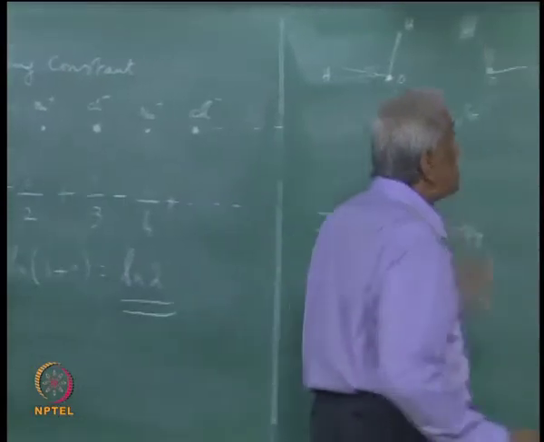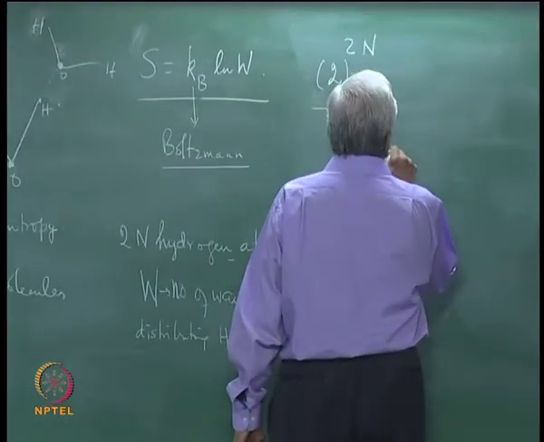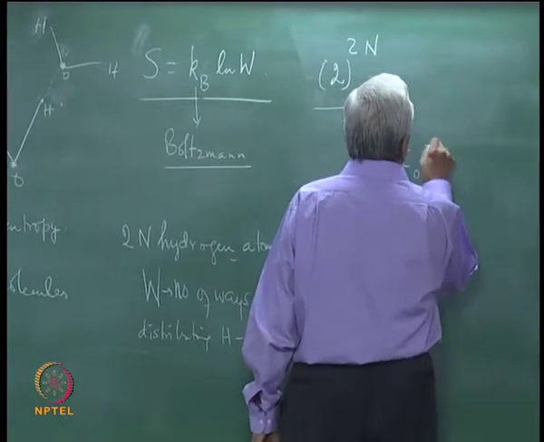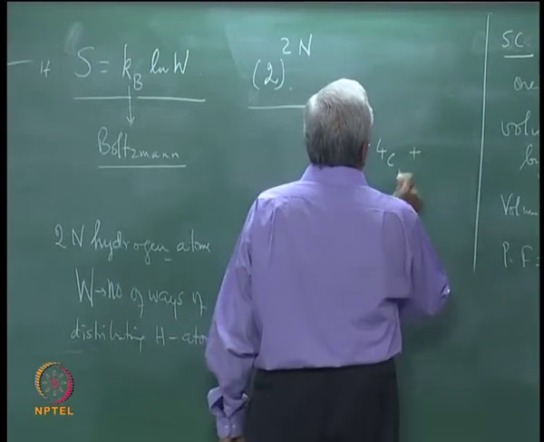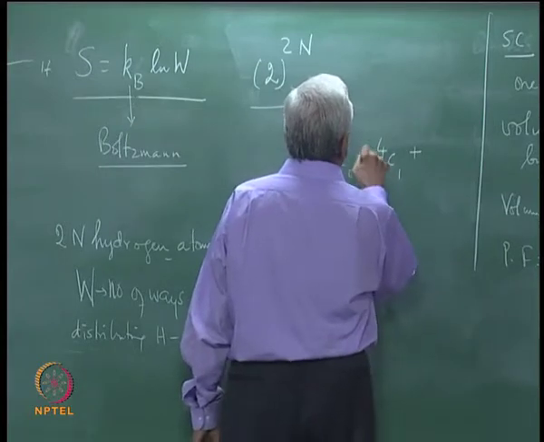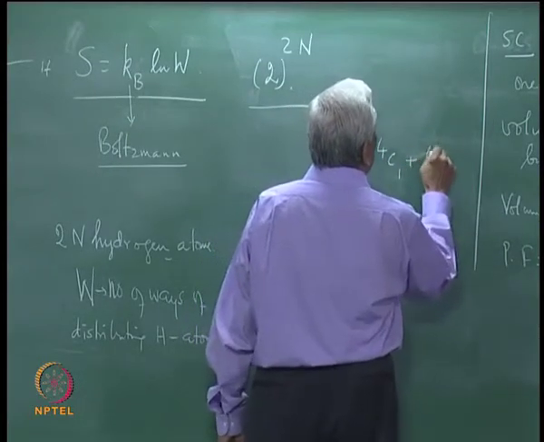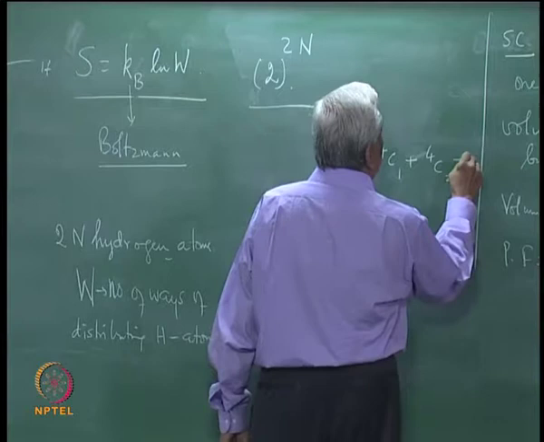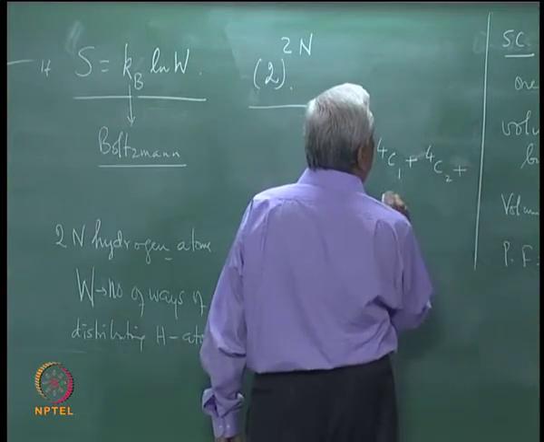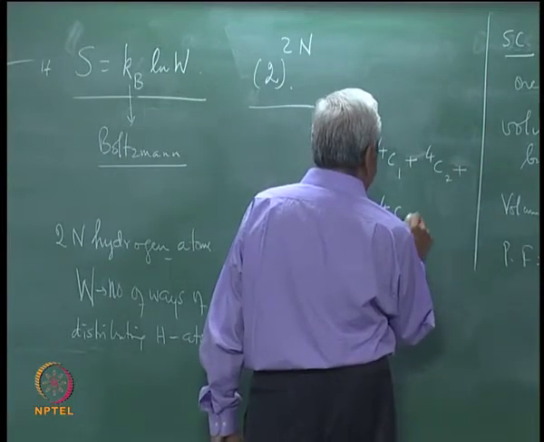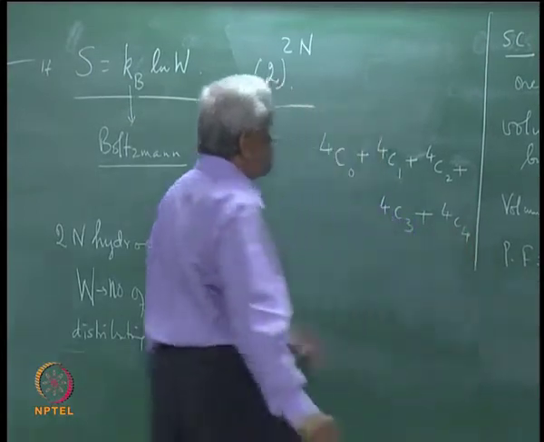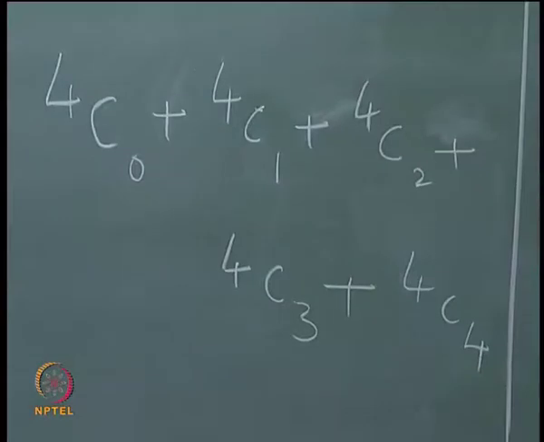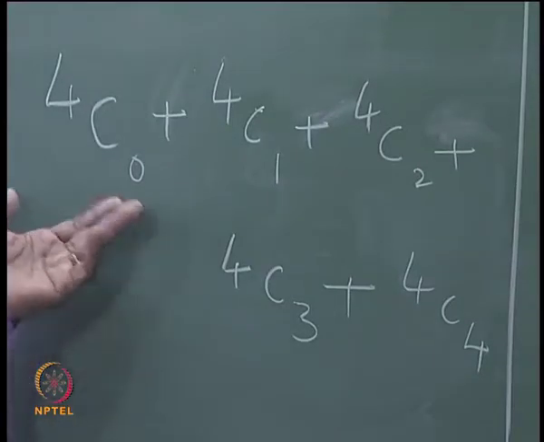So, the total number of ways is 4 C 0 plus 4 C 1 plus 4 C 2 plus 4 C 3 plus 4 C 4. These are the total numbers. There are 4 bonds. I need not put any hydrogen atom, that is 4 C 0.